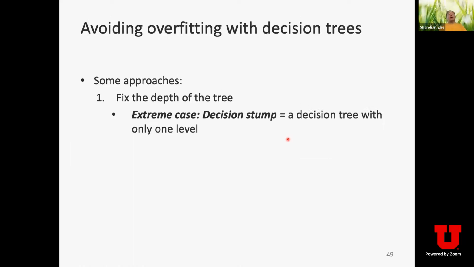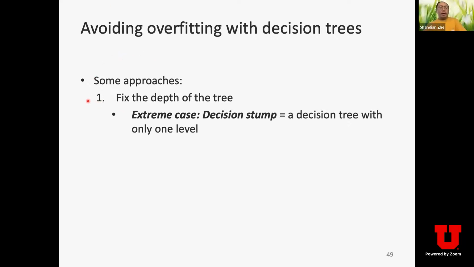Okay, so now we know what overfitting is and why overfitting is harmful in practice. The natural question is how to avoid overfitting with decision trees. Of course, we cannot let the tree grow too large, too wide, or arbitrarily. If you allow the tree to grow arbitrarily, it's very likely that you will get very high accuracy, but bad test accuracy. So then, how do we control the tree size?